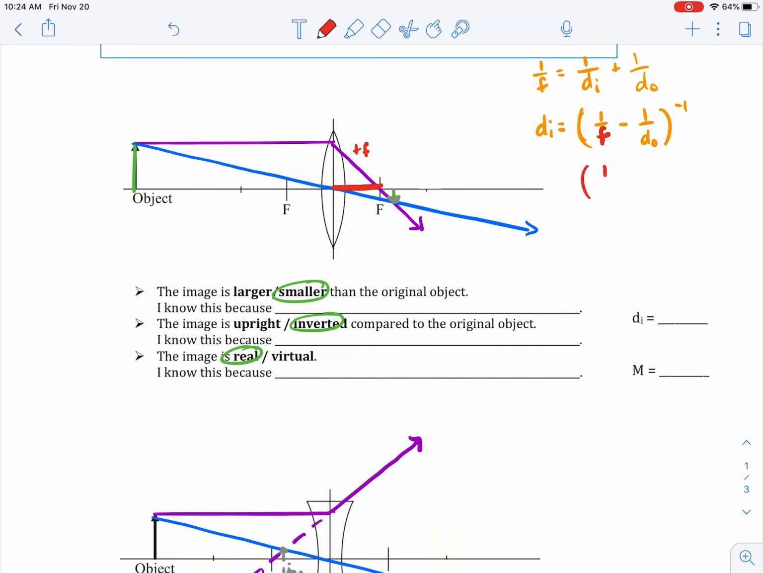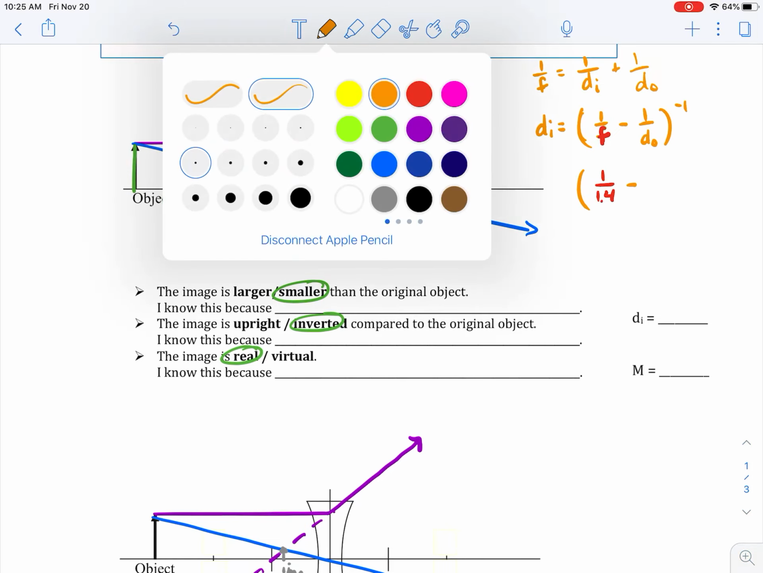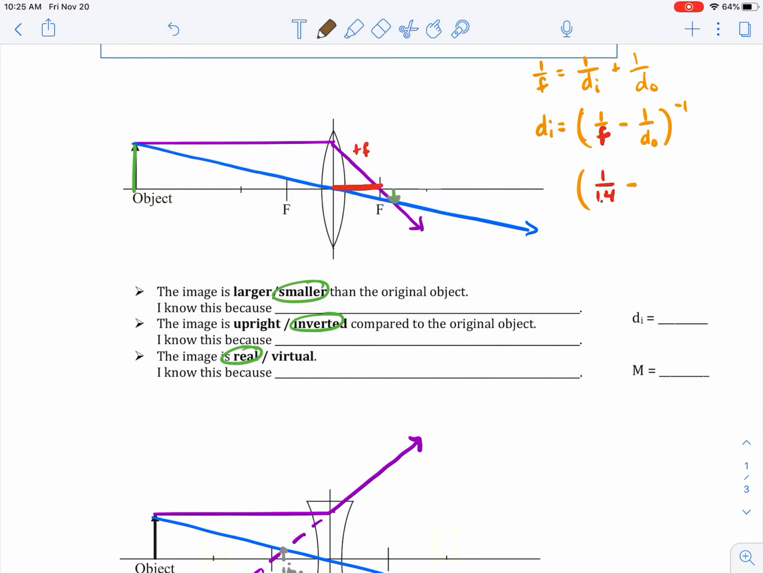So whatever I get this to be, it's going to be some positive number for my F. So 1 over, and I don't know what the measurement is for you on your paper. For me here on my iPad, it comes out to be 1.4 roughly. And we are going to keep this as 1.4. Okay, then it says minus, and now we need to figure out what the distance to our object is.